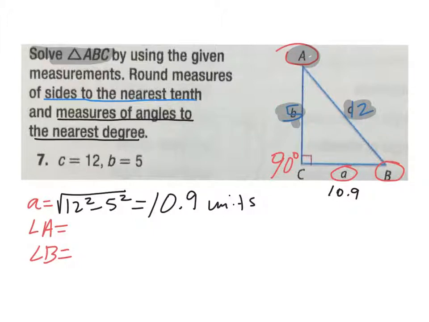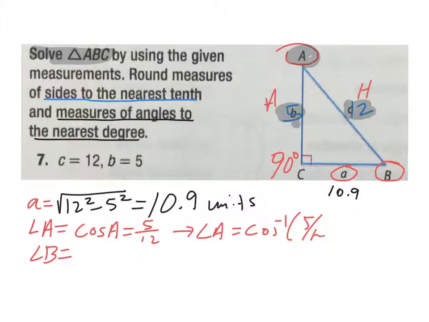It's adjacent to angle A. Okay, what is this side? Opposite, adjacent, or hypotenuse? To what? Now I'm going to write an equation. The first thing I'm going to do is write the equation cosine of angle A equals 5 over 12. But in order to find angle A, I actually take the inverse cosine of 5 over 12.